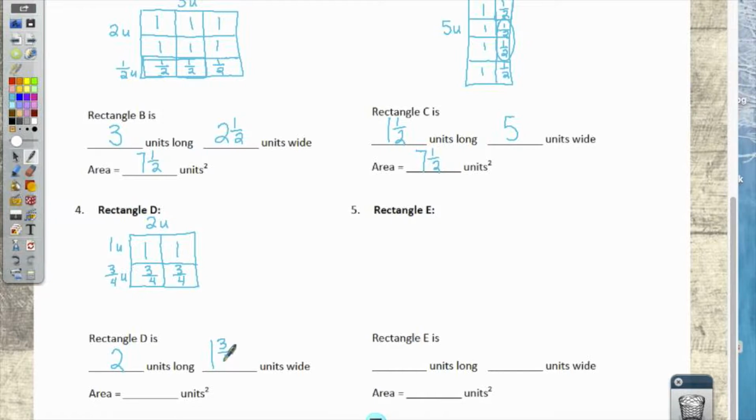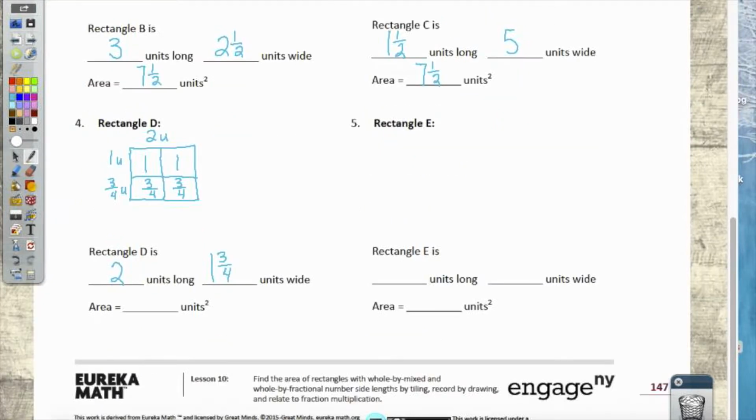1 and 3/4. Okay? Now the thing about this one is, if I add 3/4 plus 3/4, I'm not going to get 1 whole. We did it 2 ways. We did 6/4 would be equal to 1 and 2/4, which would be 1 and a half, right?